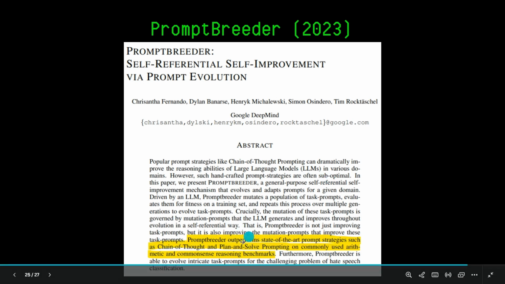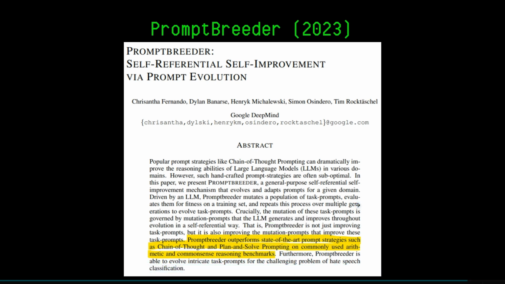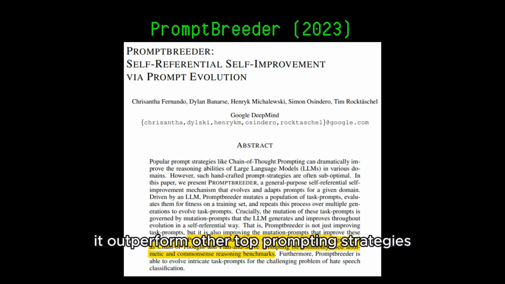So how it performs is Promptbreeder outperforms the state-of-the-art prompt strategies such as chain of thought and plan and solve prompting on commonly used arithmetic and common sense reasoning benchmarks. So basically it outperforms other top prompting strategies such as chain of thought, plan and solve, zero shot chain of thought, program of thoughts, auto chain of thoughts, OPRO, and APE.